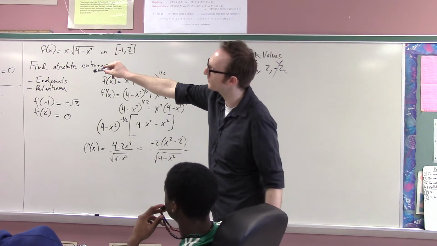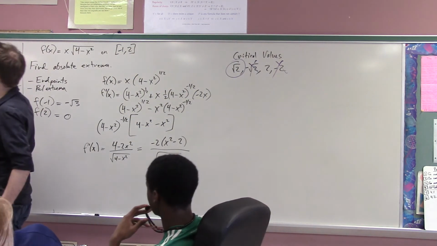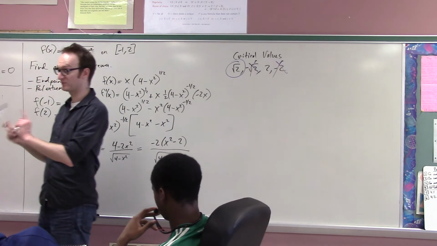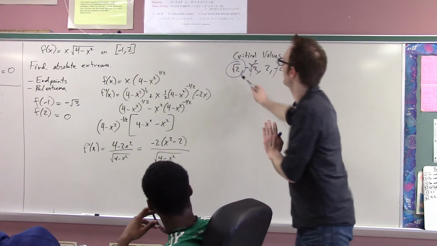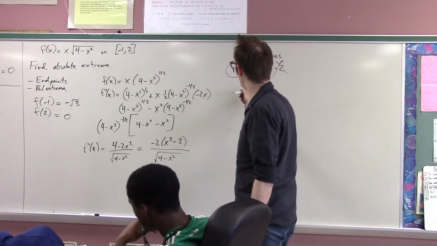Fermat's theorem says if you have a relative max, the derivative exists and the derivative is 0. So if there's a relative max, the derivative is 0 or it does not exist. But just because the derivative is 0 doesn't mean that there's a relative max, right? We've seen that already. So I can't say for sure that this is a relative max or min, even though I think it is in this case.